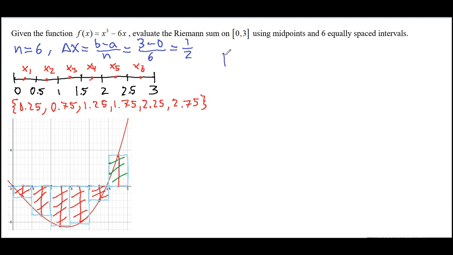So M with 6 subintervals is given by the width of each of these rectangles, which is the same, namely delta x, multiplied by each one of these heights. So f at x1 plus f at x2, and so on, all the way to my last height.